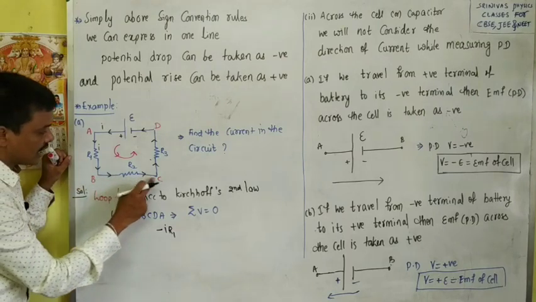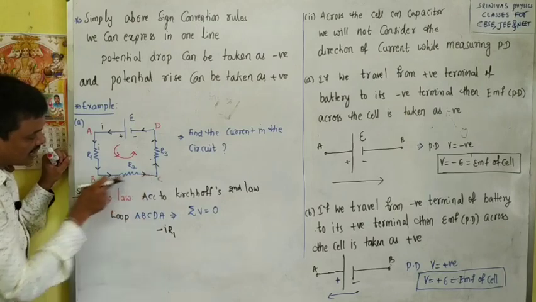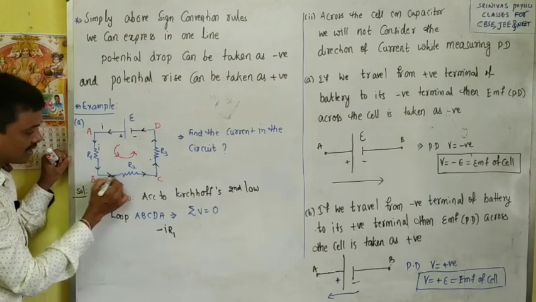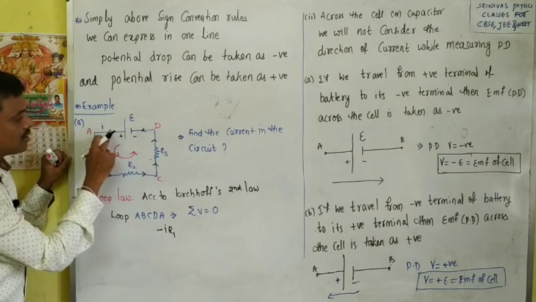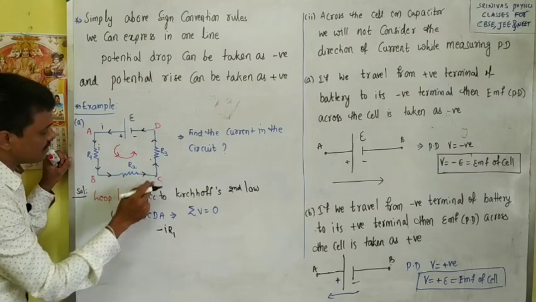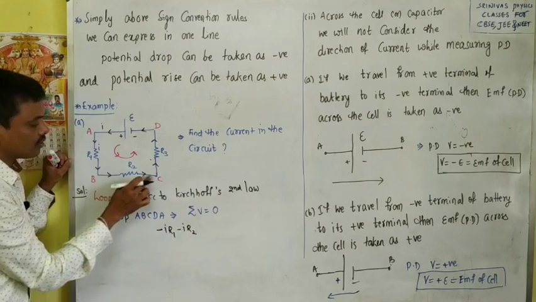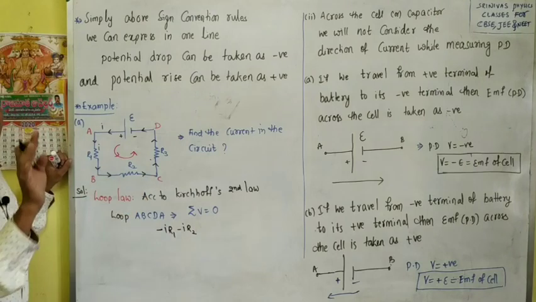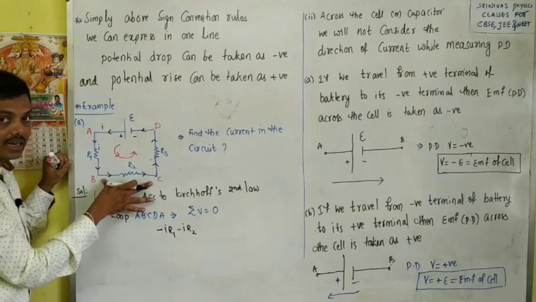And next, B to C I am traveling. A to B is completed. B to C, I am also going in the direction of the current. The current is toward the right side, the arrow mark is already given. How did we give the current direction? Because current flows from the positive terminal to the negative terminal. For B to C, we write minus IR2, because again we are going in the direction of the current. If you go in the direction of the current across a resistance, you have to take the potential difference as negative.